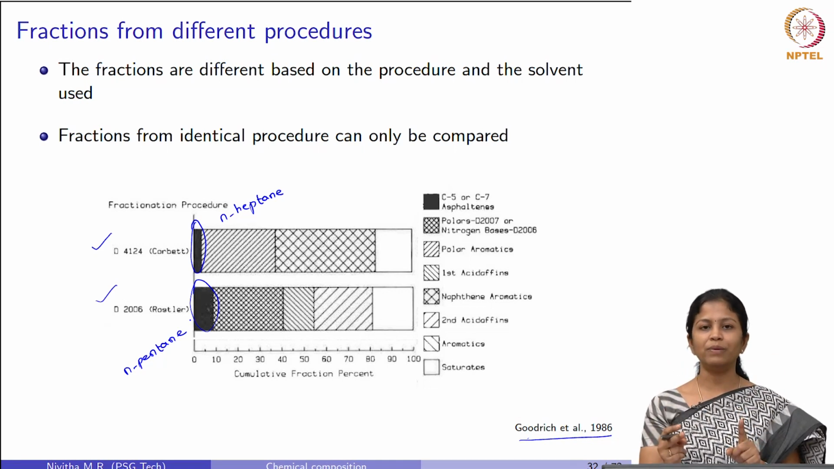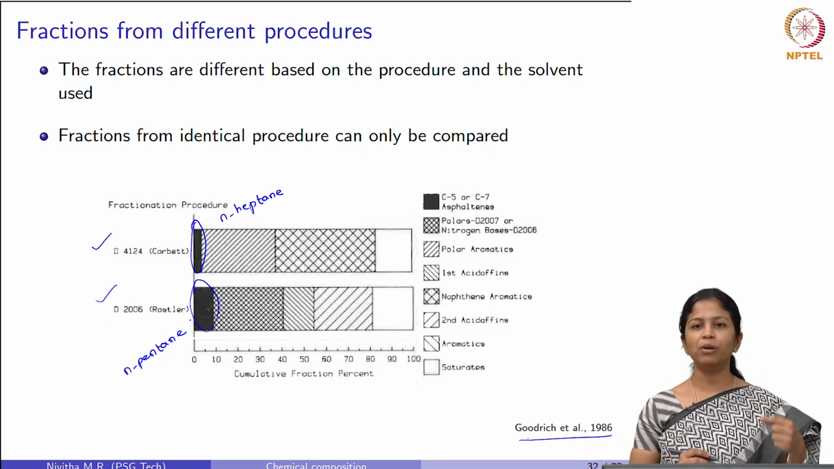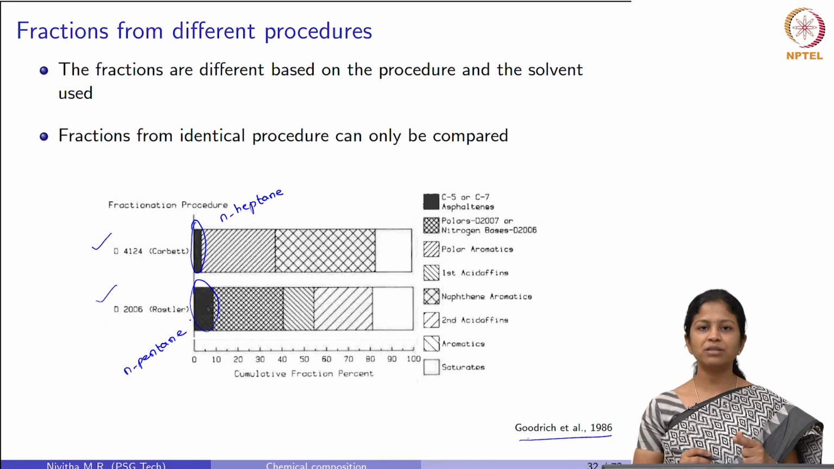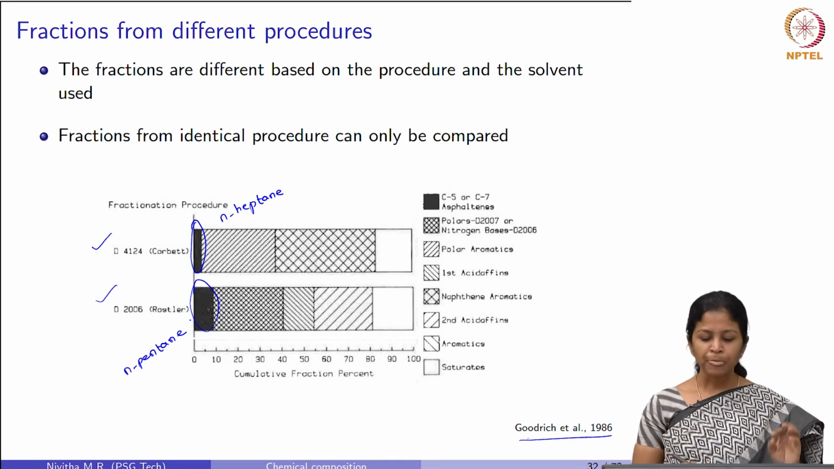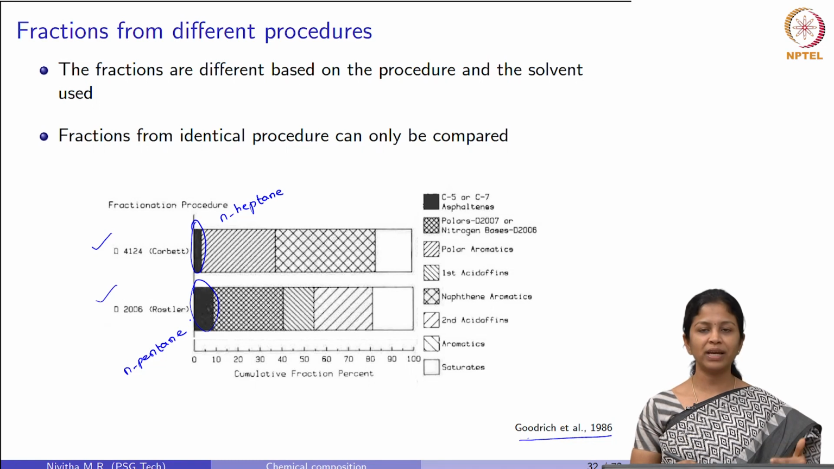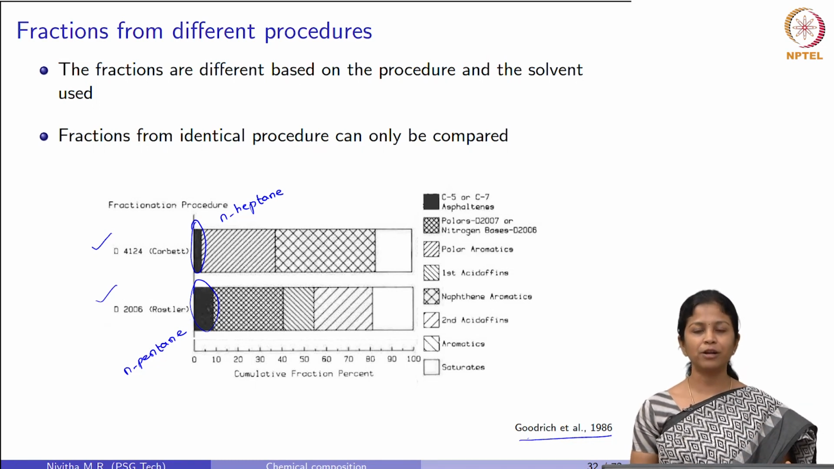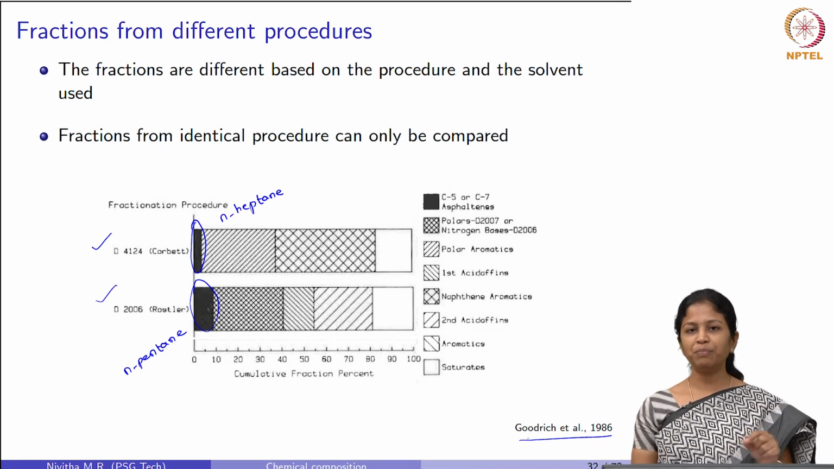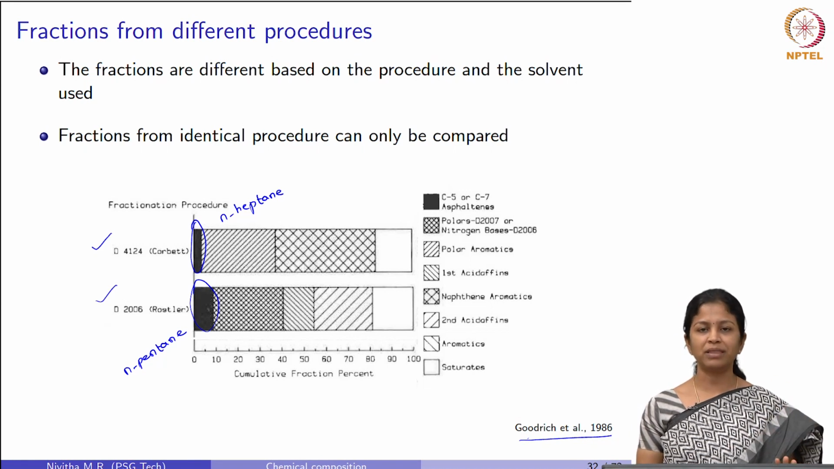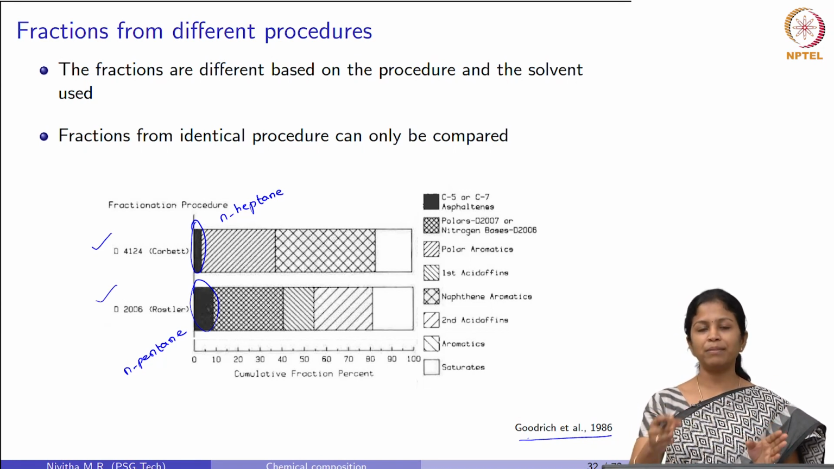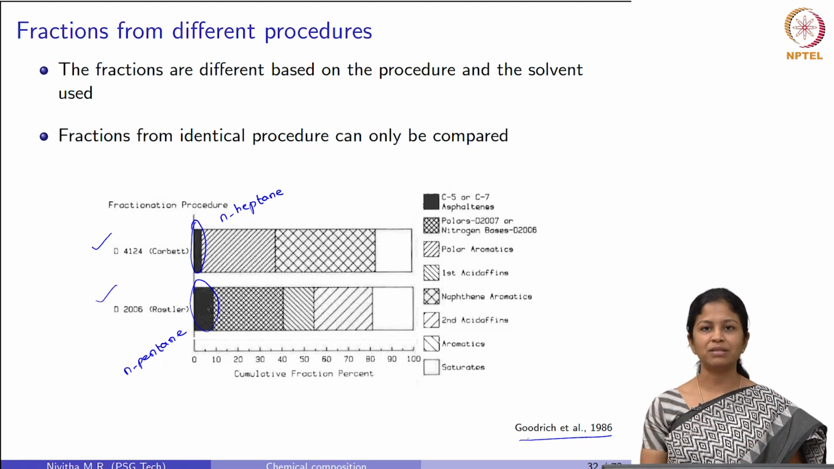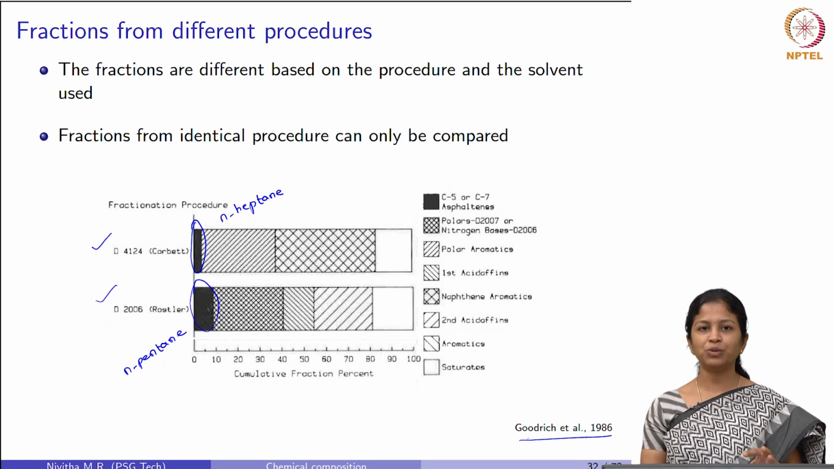If I change the solvent or any of the steps which is given in the procedure, then I will not be able to compare across these different fractions obtained for 2 different samples. So, this we need to keep in mind when we are looking into these fractions for different samples. It is very convenient to represent the chemical composition of bitumen using these fractions. Even now, people prefer this as a very convenient method to represent the change in chemical composition of 2 different samples. But when we do that, we need to make sure on what procedure these fractions were evaluated.